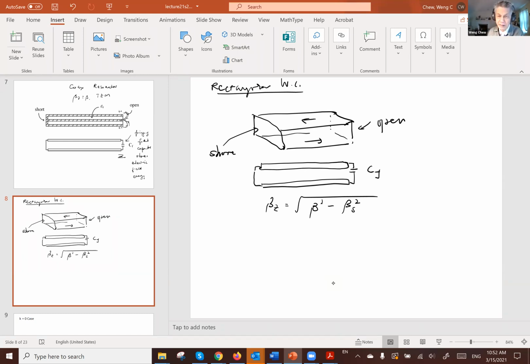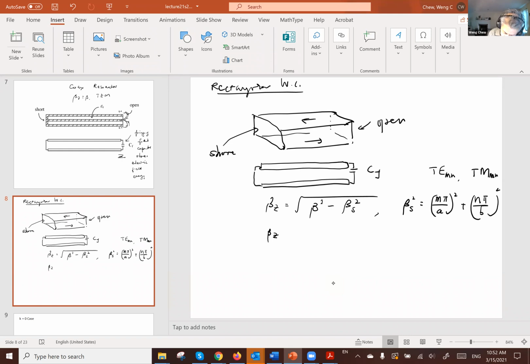And if you recall what beta S square is in a rectangular waveguide, those are the eigenvalues of the problem, or the transverse wave number of the reduced wave equations, and we have solved them previously. Beta S square is (m pi over a) square plus (n pi over b) square for the TE MN mode and the TM MN modes. Okay, those are the possible values of betas. And then you can actually find the resonance condition by requiring that beta Z D must be equal to P pi over 2.